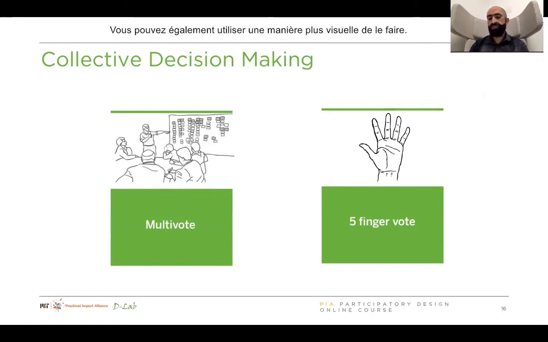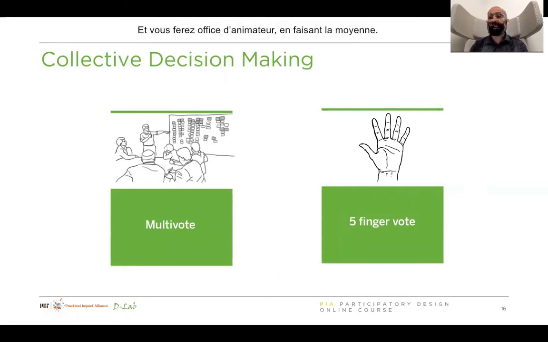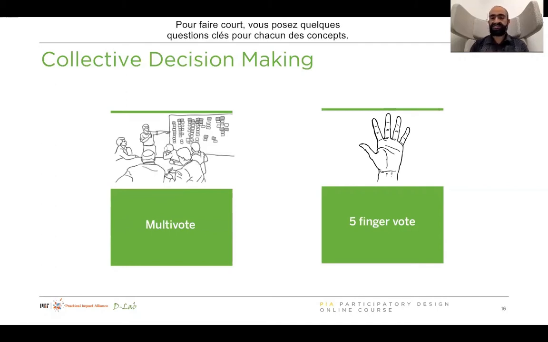You can also use a more visual way to do it. It will require some facilitation, but it also allows for people to give some sort of scoring and then you, being the facilitator, averaging it. So it's called the 5-finger vote. Basically, you're asking some of these key questions for each of the concepts and people are voting with their fingers. And you are looking at the average of the group and assigning those votes to each of the concepts.